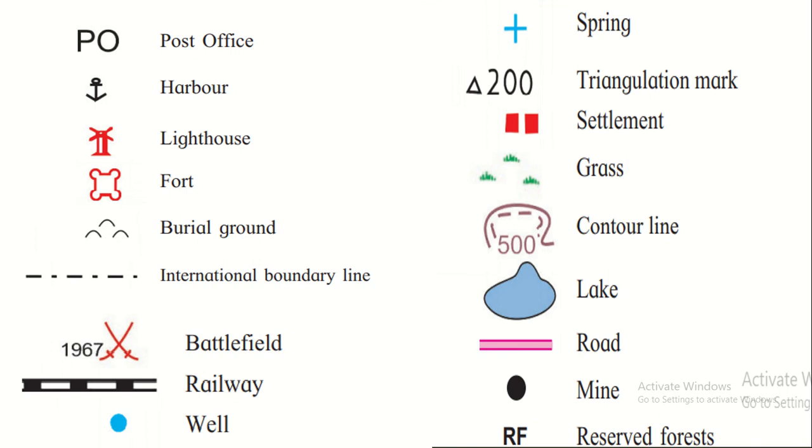Let us see the list of some symbols which are used by the Survey of India while making maps. We have post office, harbour, lighthouse, port, burial ground, international boundary line, battlefield, railway, well, spring, triangulation mark, settlement, grass, contour line, lake, road, mine, reserve, forest. You are going to practice all the signs and symbols, since they are going to be asked in your oral exam.